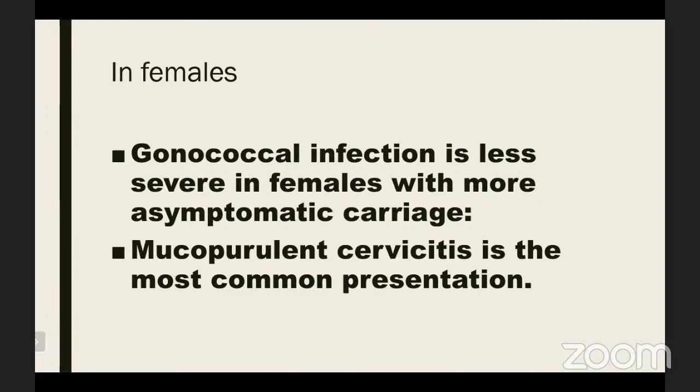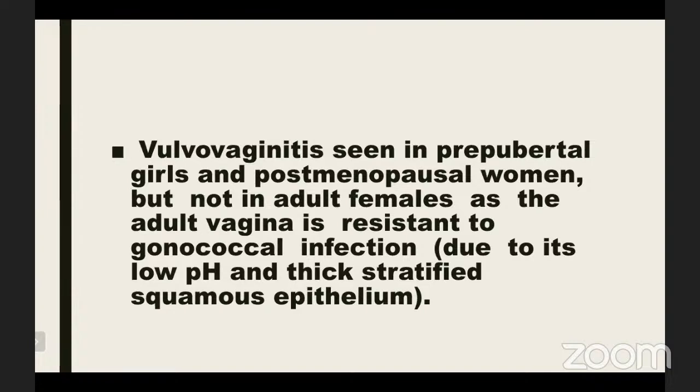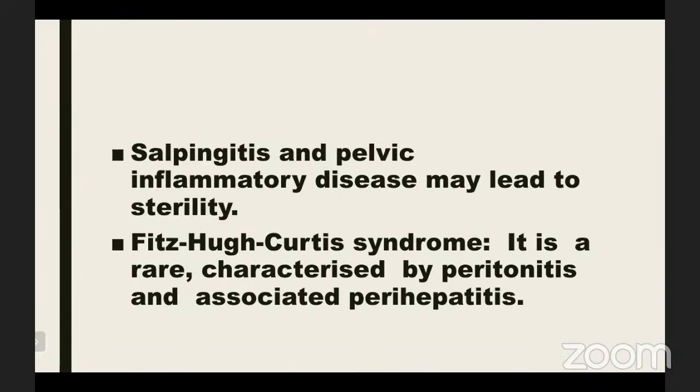In females, gonococcal infection is less severe, with more asymptomatic carriage. Mucopurulent cervicitis is the most common presentation in females. Vulvovaginitis is seen in prepubertal girls and in postmenopausal women, but not in adult females, as the adult vagina is resistant to gonococcal infection. Salpingitis and pelvic inflammatory disease may lead to sterility. Fitz-Hugh-Curtis syndrome is rare and is characterized by inflammation of peritoneum, associated with perihepatitis.